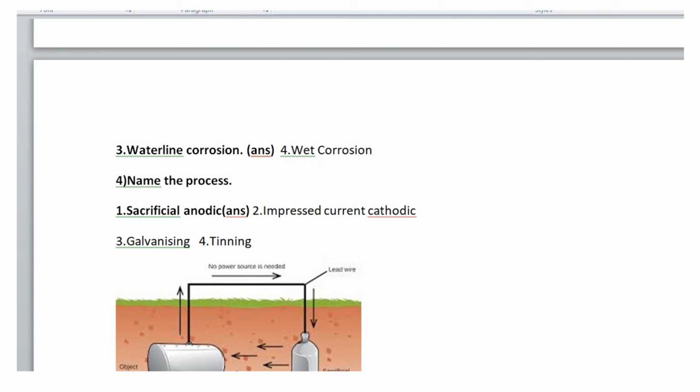Then name the process. See the diagram. In this diagram, this is the object to be protected and this object is connected to an anode. This anode may be a magnesium rod. Therefore this is the sacrificial anodic protection method.